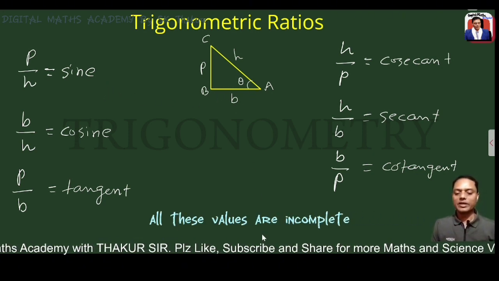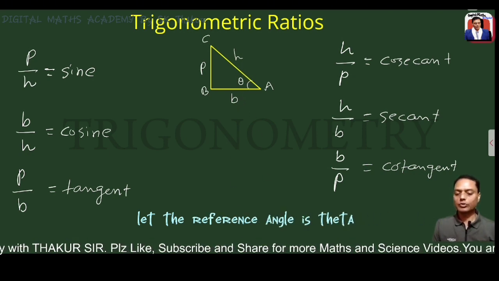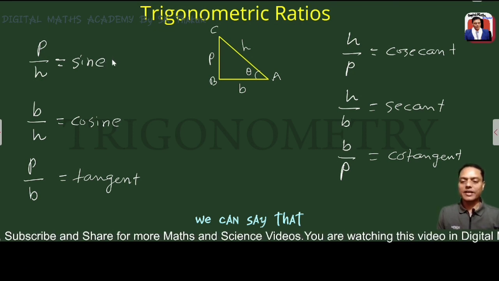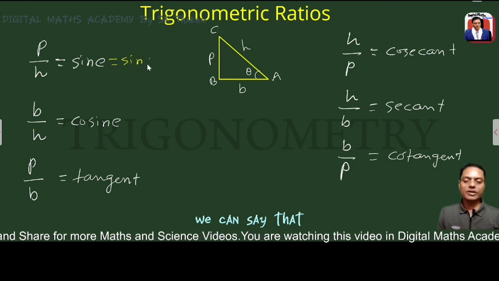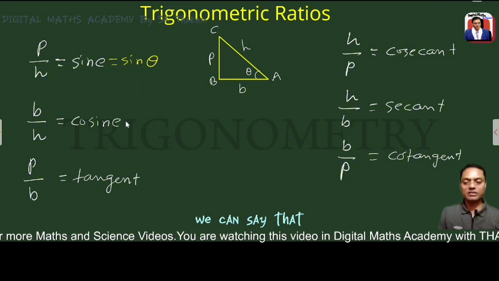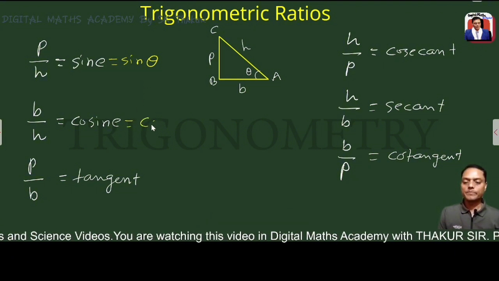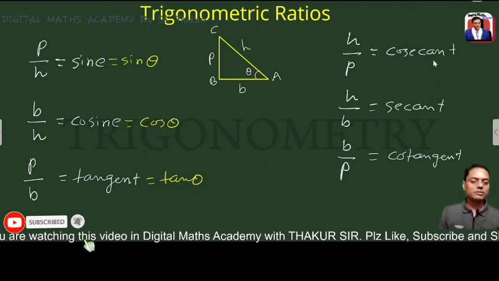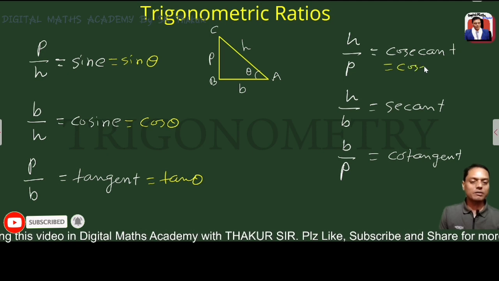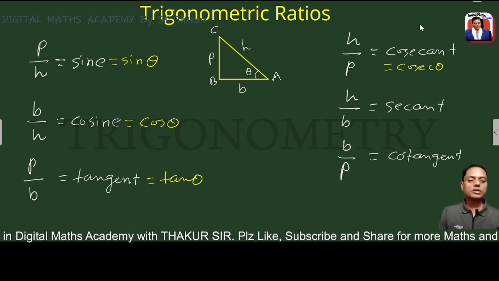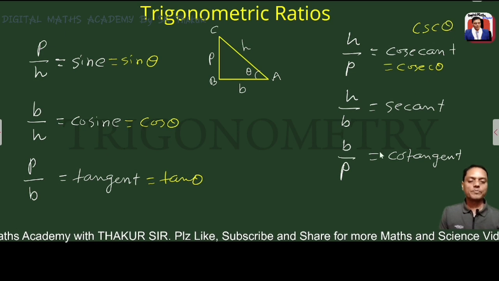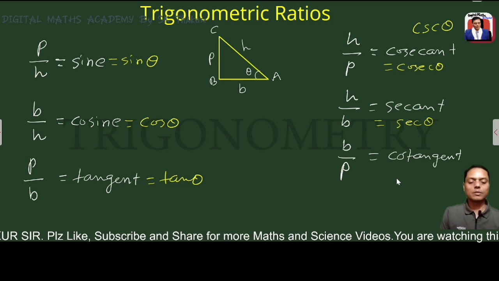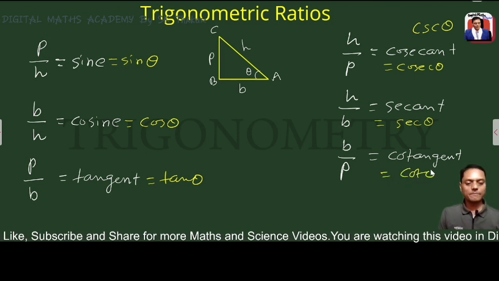But without a reference angle, all these values are incomplete. So we can say here the reference angle is theta. Sine, the short form of which is sin, becomes sin theta, so it is now complete. Similarly, this becomes cos theta, and this becomes tan theta. Cosecant becomes cosec theta, or sometimes we write csc also. Secant becomes sec theta, and cotangent becomes cot theta.